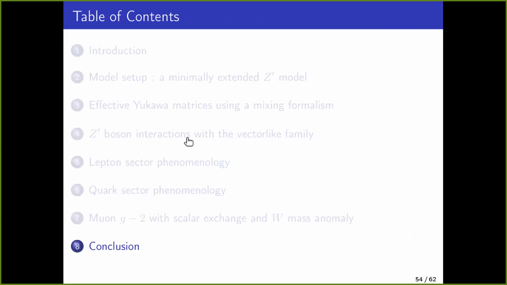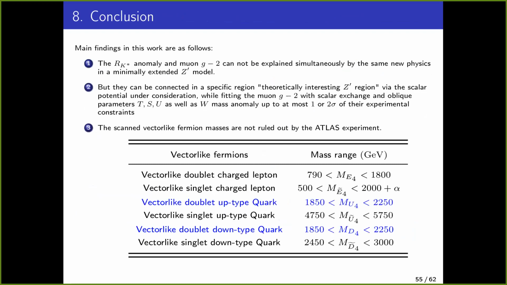So I will conclude this talk. Here are the main findings in this work. First of all, the B anomaly and the muon g-2 cannot be explained simultaneously by the same new physics in a minimally extended Z prime model. Next, they can be connected in a specific, theoretically interesting Z prime region via the scalar potential under consideration, by fitting the muon g-2 with the scalar exchange and oblique parameters T, S, U as well as the W mass anomaly up to at most 1 or 2 sigma of their experimental constraints.